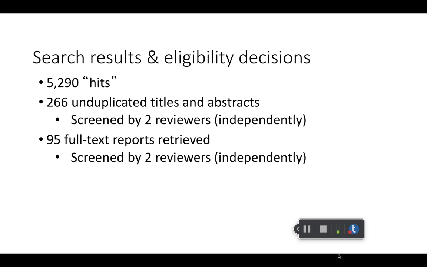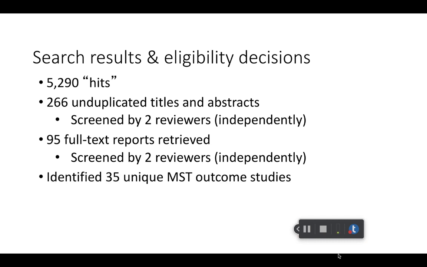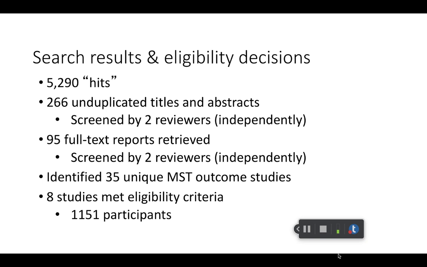Each of these reports was screened by 2 reviewers independently. We then compared notes and decided which of these reports involved an MST outcome study. This led us to identify 35 unique MST outcome studies. Of those, 8 studies met our eligibility criteria. Some of them were ruled out because they dealt with kids with medical problems. Many of them were ruled out because they hadn't been completed yet. So the 8 studies in our review involved 1,151 participants, that is youth and families.